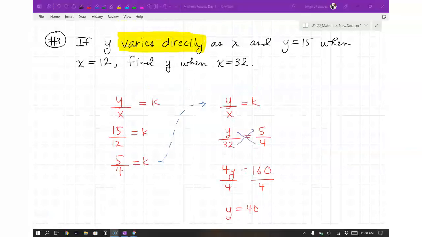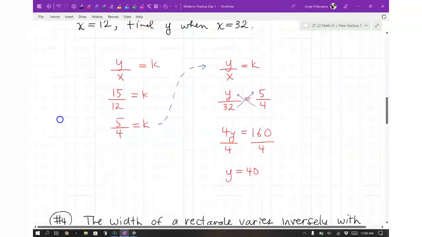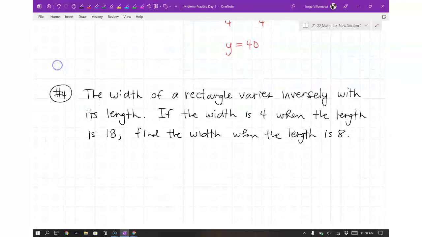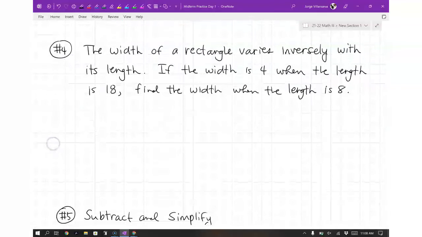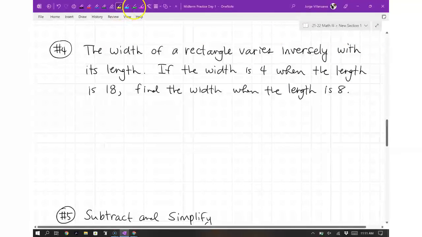All right, so let's go to example 4. I'm going to give you a little bit of time to write this out because it is like a paragraph. So let me give you a minute. Like I mentioned before, these are very much the same as the ones we just did. I'm going to highlight varies inversely, because that's the key to this problem.